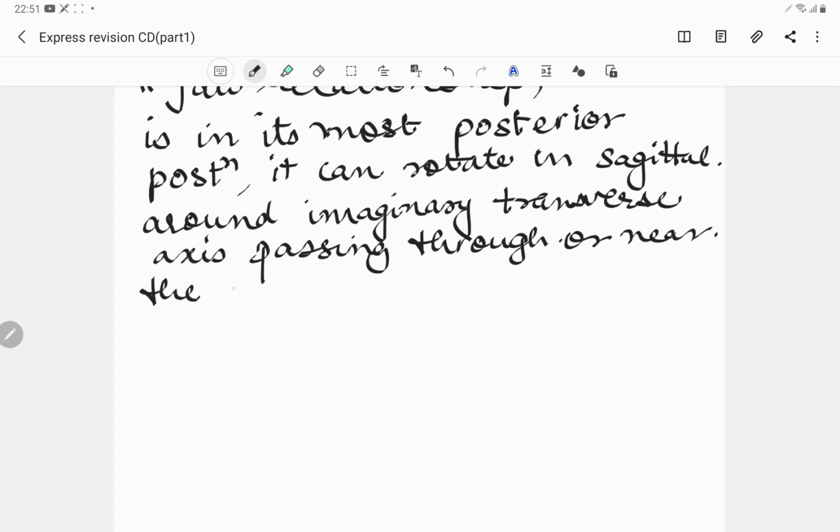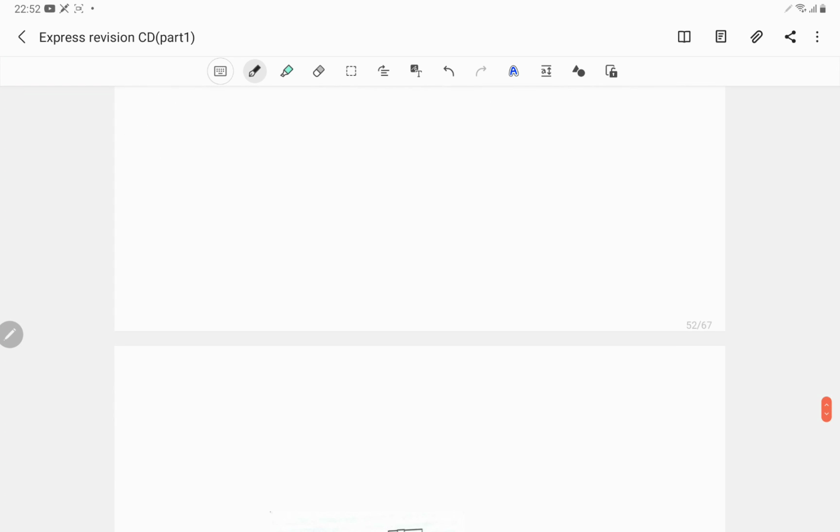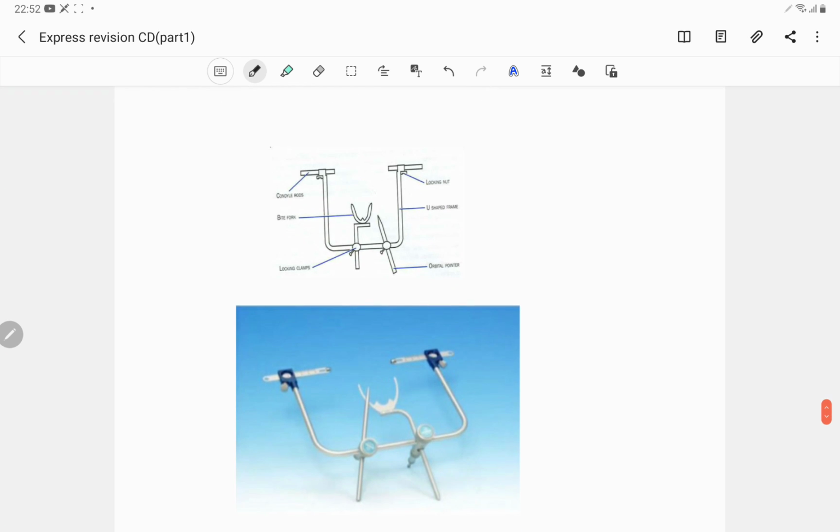So how is it recorded? Basically, it is recorded with the help of a face bow. So we'll be talking about face bows. A face bow is a caliper-like device which is used to record the hinge axis relationship, that is the opening and closing axis, right? So this is a face bow. Then we have got different parts of the face bow. So this particular area is the locking nut.